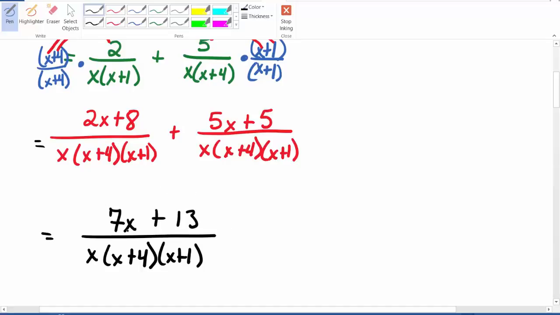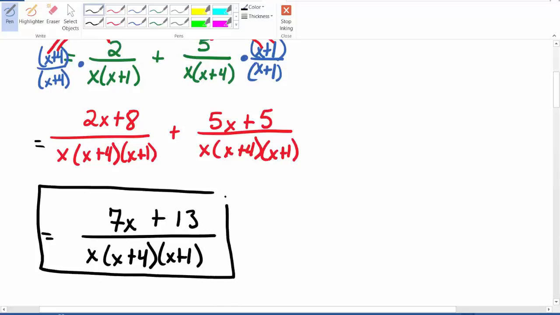And unfortunately, we cannot factor out the top at all, so this looks like our final simplified version. Again, that is example 4 from our 8.5 set of notes.